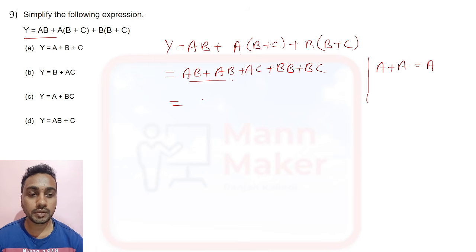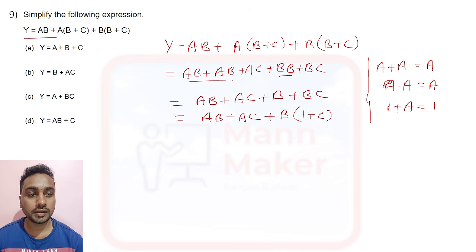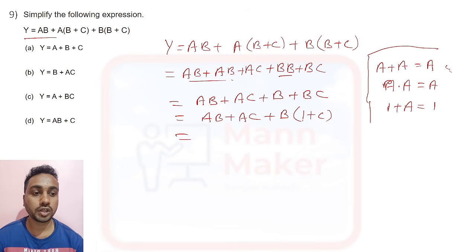So we can write this AB plus AB as AB, plus this is A B dot B. A dot A is A. So we can write B dot B as only B, then plus BC. Now this is AB plus AC, and from here we can take B common and write 1 plus C. Now again, 1 plus A is what? 1 plus A is 1. These are Boolean formulas, you can say.